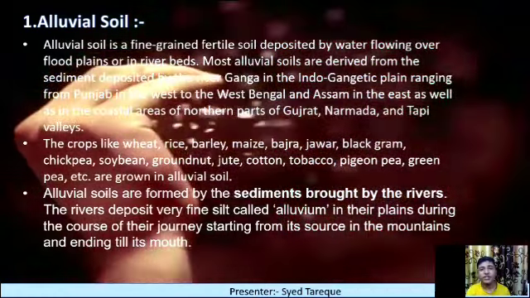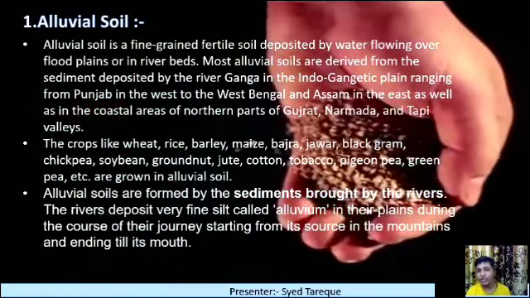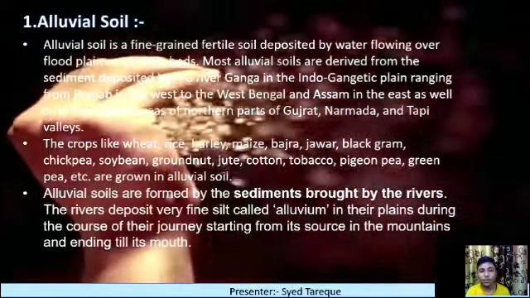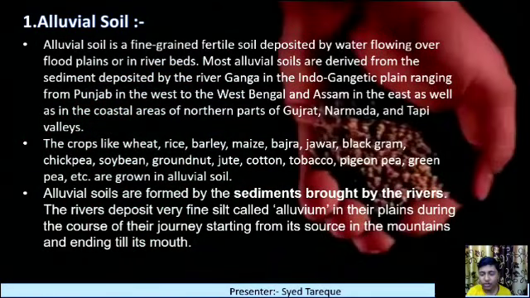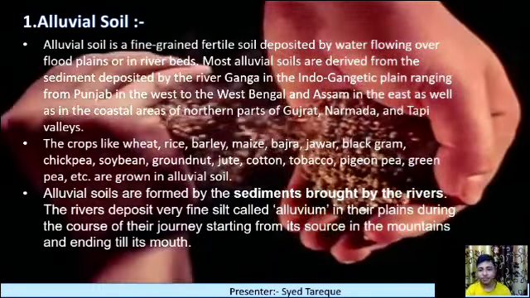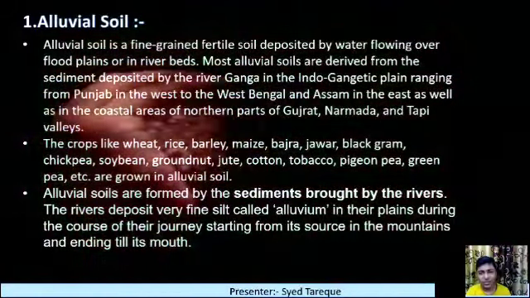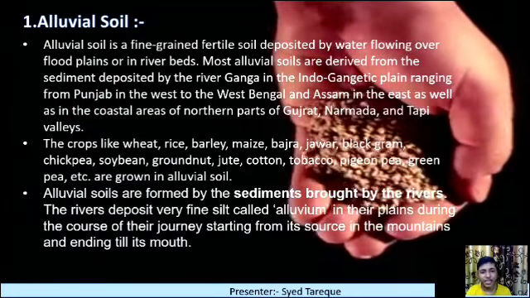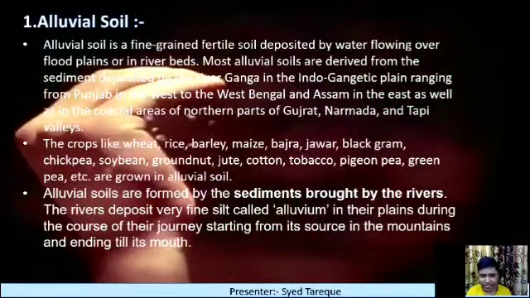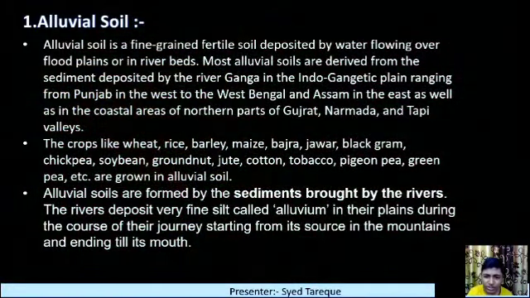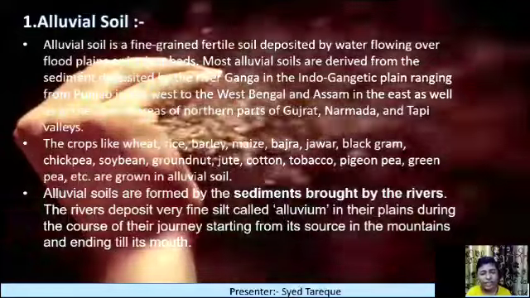Alluvial soil is a fine-grained fertile soil deposited by water flowing over floodplains or in riverbeds. Most alluvial soil is derived from the sediment deposited by the river Ganga in the Indo-Gangetic plains, ranging from Punjab in the west to West Bengal and Assam in the east, as well as in the coastal areas of northern parts of Gujarat, Narmada, and Tapi valleys. Crops like wheat, rice, barley, maize, bajra, jowar, black gram, chickpeas, soybean, groundnut, jute, cotton, tobacco, pigeon pea, green pea, etc. are grown in alluvial soil.